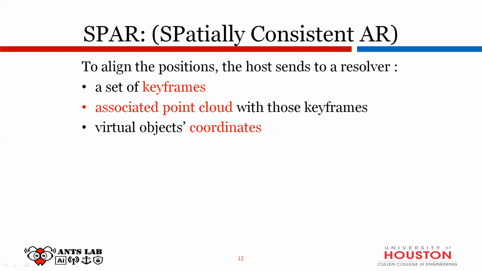Before you go further, because these AR and VR things are kind of new to me, what do you mean by associated point cloud? Okay, so when the host sends a set of keyframes, these keyframes are like some information about an object. The associated point cloud will be like the positions of the keyframes. So if you send a keyframe, which is a point, the associated point cloud will be shown like X, Y, Z, so it's like 3, 4, 5 in the position.